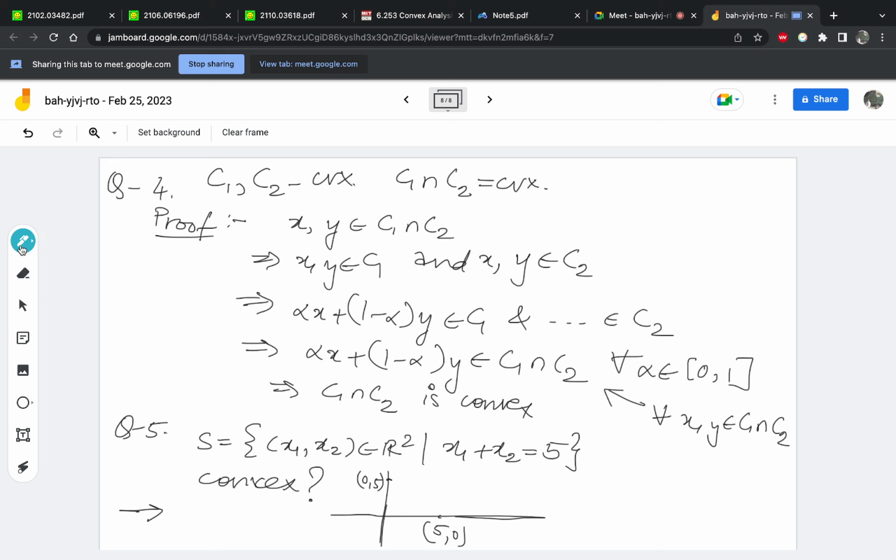For my own, I reasoned that it should be convex, but it came out incorrect. My reasoning was it's a line or a hyperbola. No, it's just x1 plus x2 equals 5. Oh, this is 5, right? I was thinking about 6. Yeah, this is 5, it's fine. It's just a straight line, so this is convex.